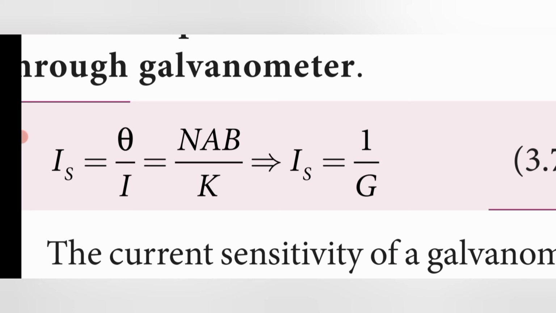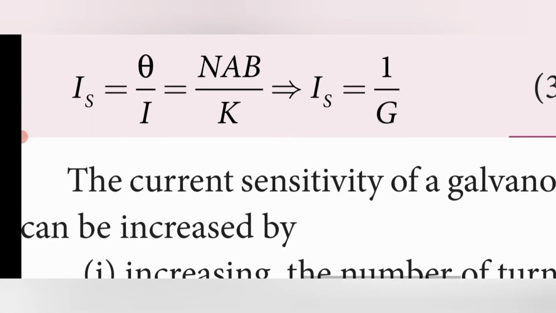So IS is directly proportional to NAB and inversely proportional to K. That's why increasing the number of turns, increasing the magnetic induction, and increasing the area of the coil are all responsible for increasing the current sensitivity. And decreasing K, the couple per unit twist value, is also responsible for increasing the current sensitivity. That's the meaning of it.